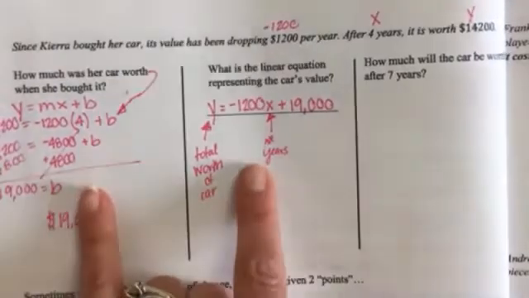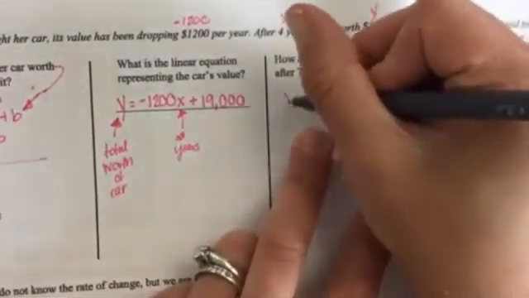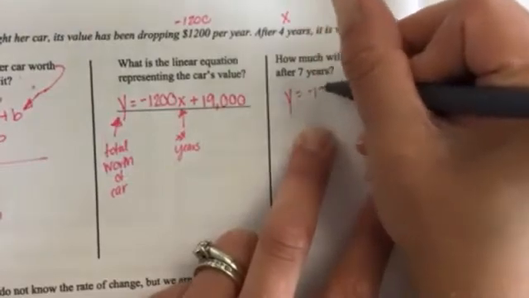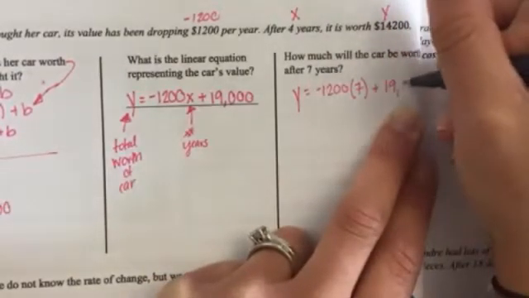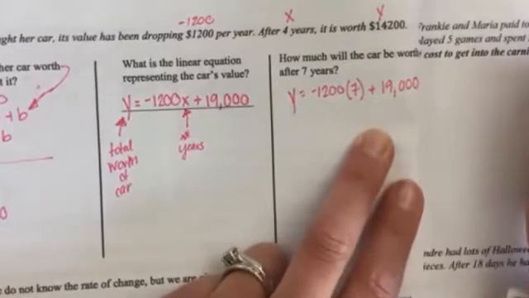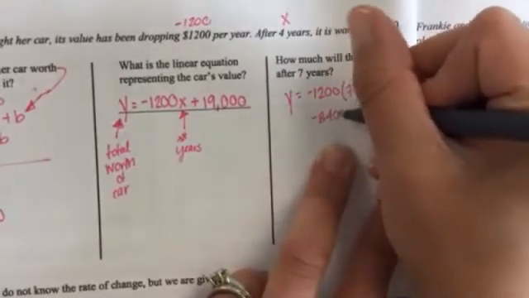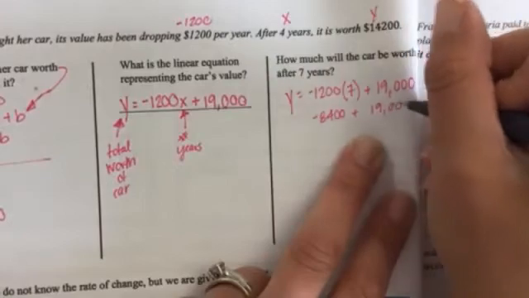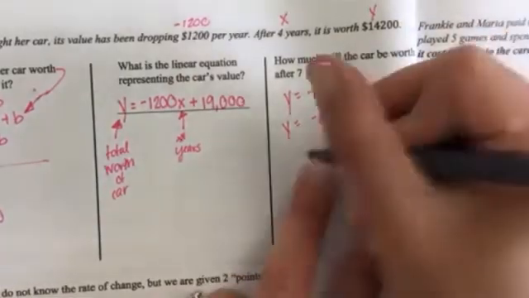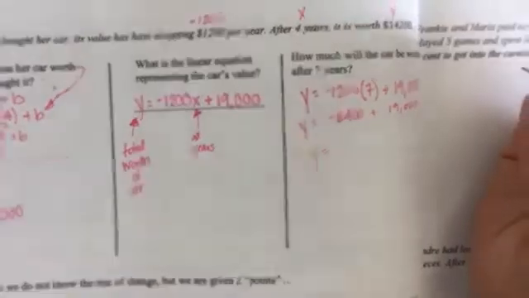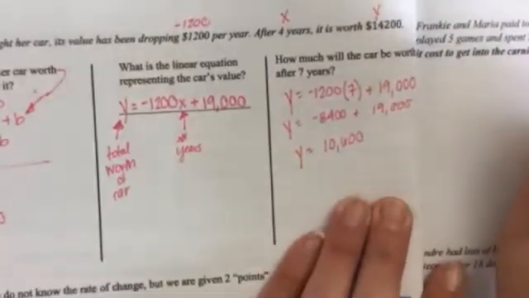So once you've done that legwork, you can answer other questions about the car. How much will the car be worth after 7 years? So we want to know what is the total worth. So what is y after 7 years? So I put 7 in for x, and that 19,000 needs to stay there because that was the original price of the car. So 7 times 1,200 would be 8,400. So you've got a negative 8,400 plus 19,000, which would give us 10,600. That seem right? Yeah.